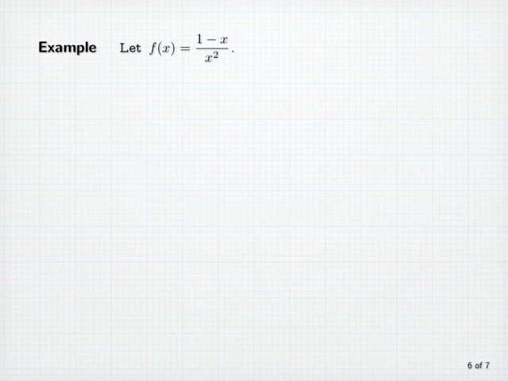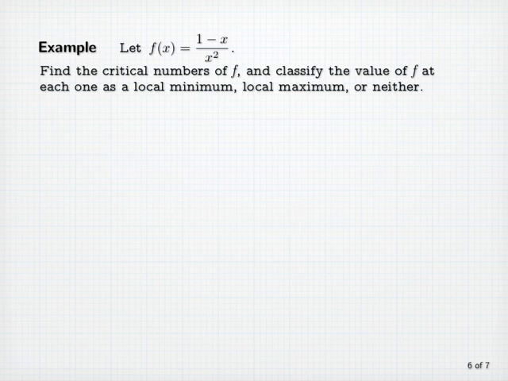Example. Let f of x equal 1 minus x divided by x squared. Find the critical numbers of f and classify the value of f at each one as a local minimum, local maximum, or neither.